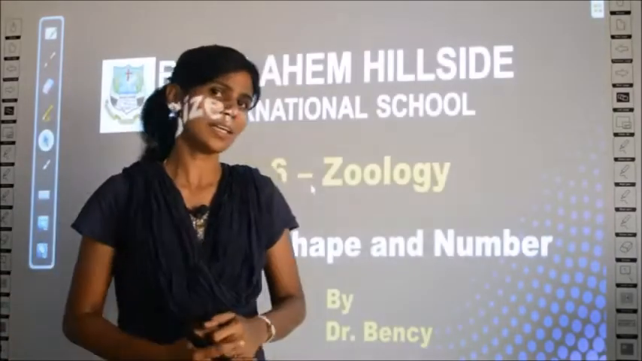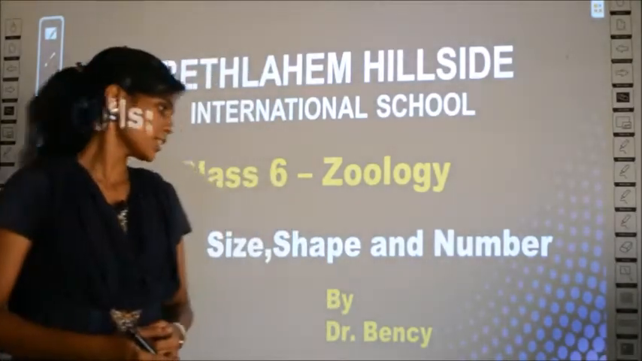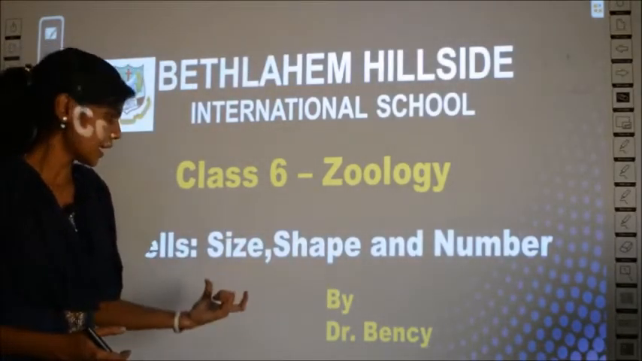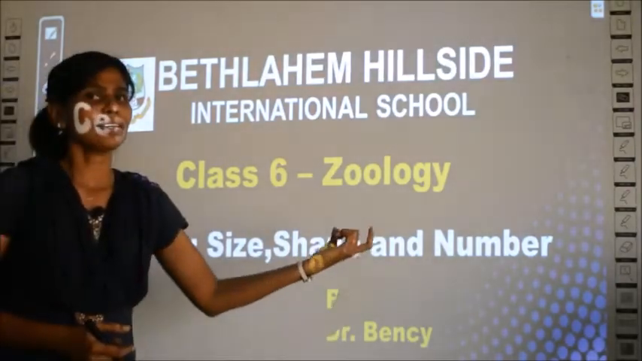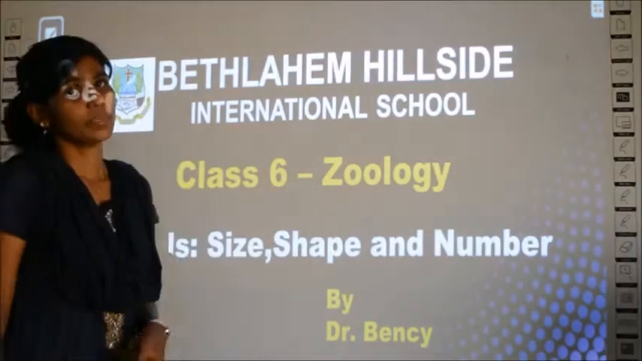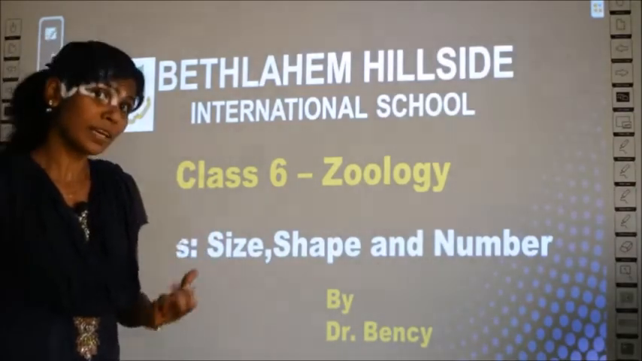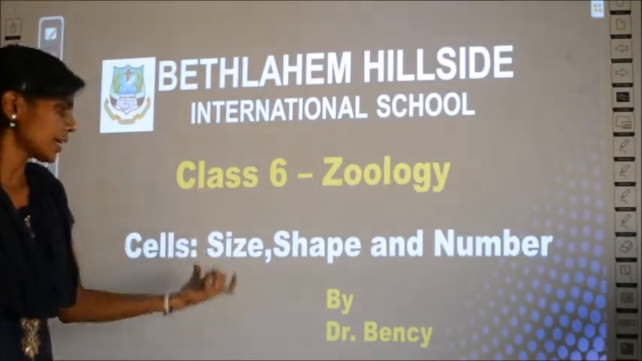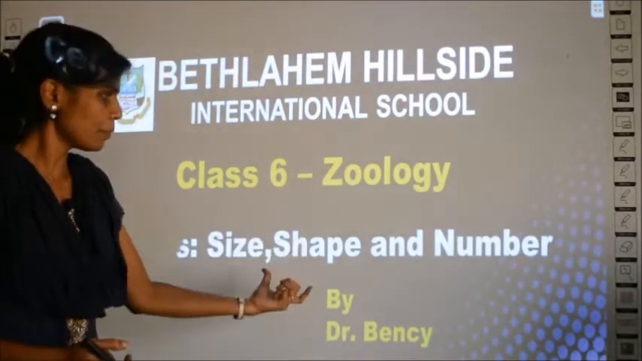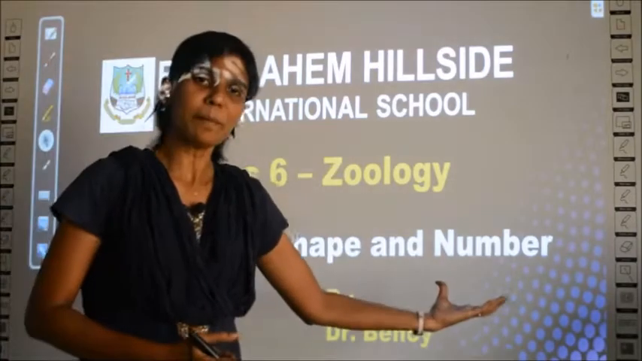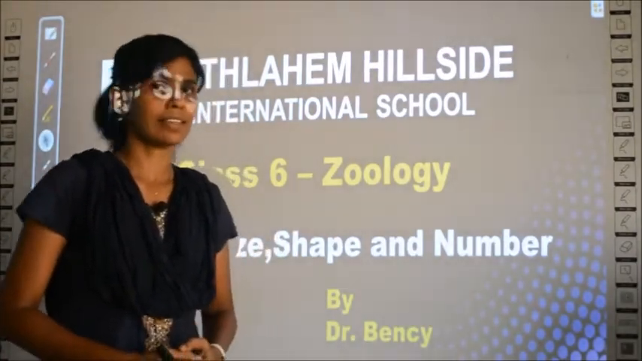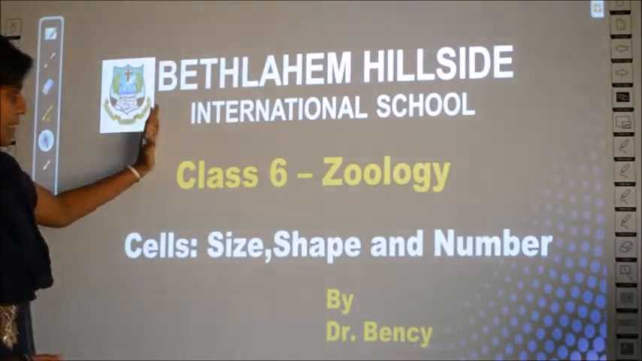So what are we studying in our previous classes? We are studying about cells, right? In our previous class you studied about the structure of the microscope, and in today's class you are going to learn about the size, shape and number of cells. So what are we going to learn in today's class? About the size of the cells, shape of the cells and the number of the cells. Clear? So let's get started.